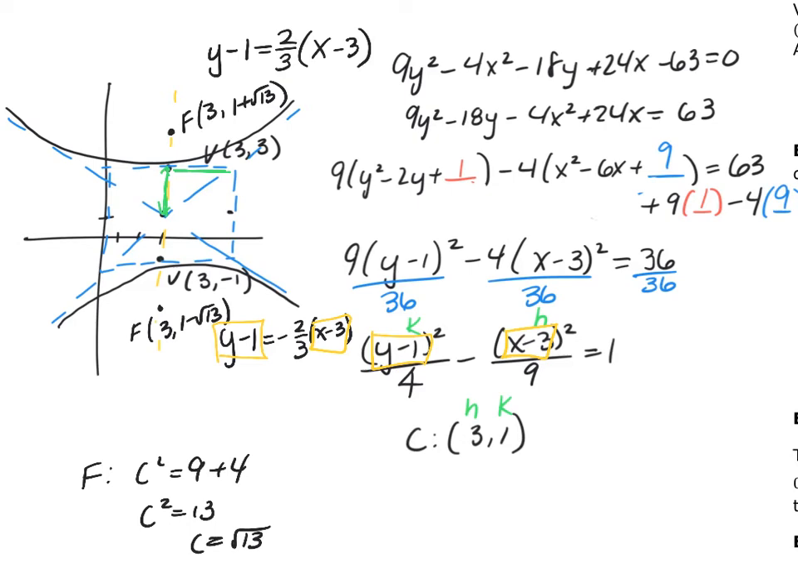Why is the 2/3 negative? Because it's a downward slope.